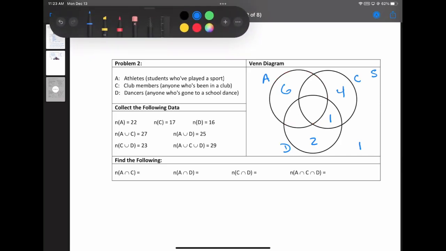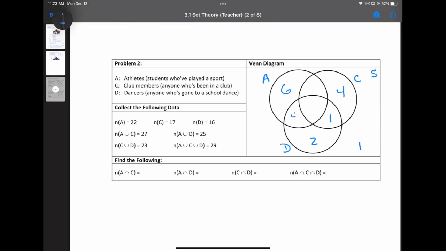Okay, now we're going to do the same logic for C. C has 17 people in it. Outside of the bubble, C should have 13. We've already accounted for 6, 7, 8, 9 of them. So we have 17 inside of the circle, 9 already outside of the circle. That gives us 26. There should be 4 more that go right there.